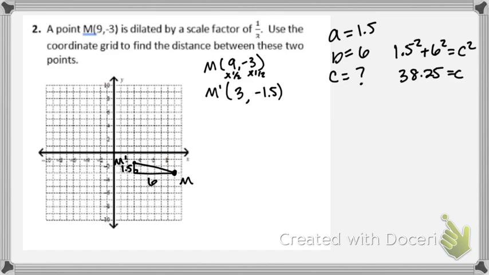38.25. And then we do have to take the square root of both sides, so we can get C by itself. Let's do square root of 38.25 is going to give us 6.18. It doesn't give us the decimal, so we're just going to put 6.18, 2 decimals.